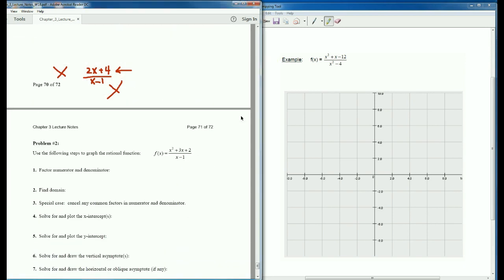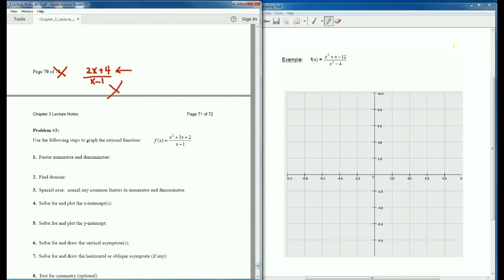And for problem number 2, I'll just make one comment, which is to notice that the degree of the numerator is exactly 1 more than the degree of the denominator. So that should give you a hint as far as the end behavior of the function.